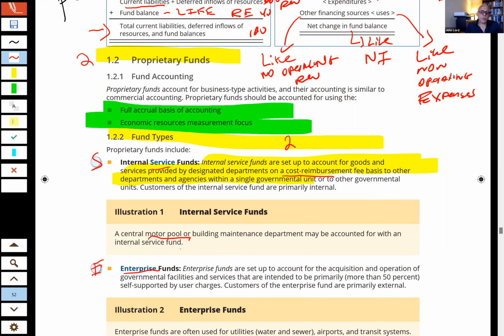We still use full accrual accounting because, well, they're going to need equipment. They're like a business, but the customers are inside of the government as opposed to outside the government. Okay, and they are not there to gouge the other departments. They are simply there to cover their costs. So they're going to charge those other departments for the service they provide, and it's on a cost reimbursement basis. They don't say, well, we need to build a profit for this. No, they're going to just try to cover their costs. Okay, that's an internal service fund.